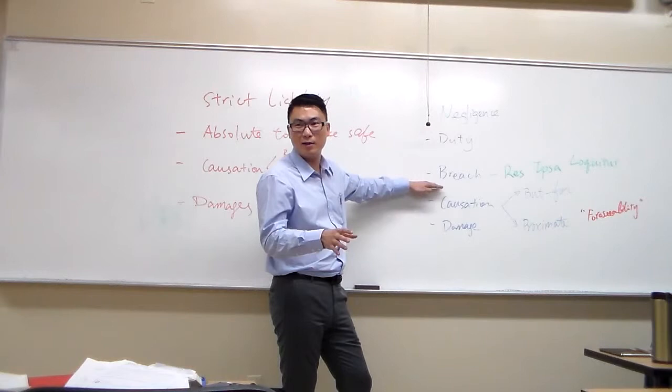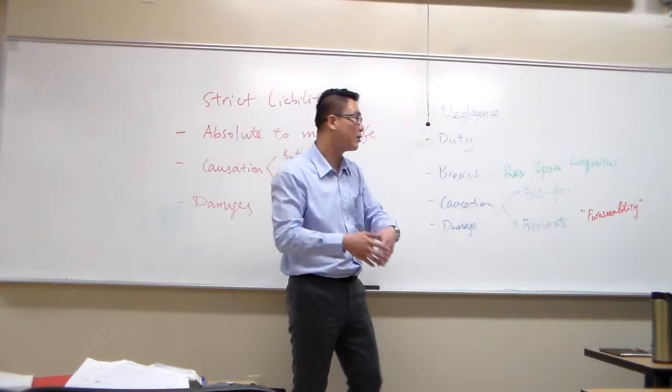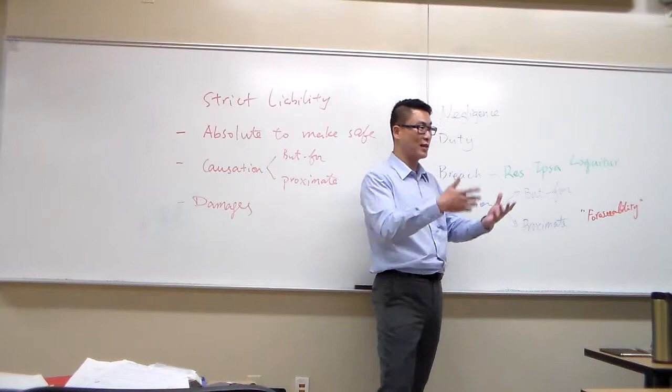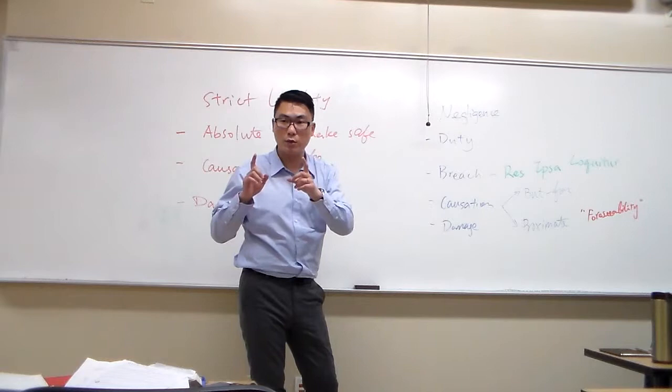Okay? Did he cause the damage? Yes. It's but-for and it's possible. If the tiger hadn't gotten out, your half a body would still be there, but for the tiger getting out. And of course, when the tiger got out, it's foreseeable that a neighbor would become a victim. And what is your damage? Half your body.